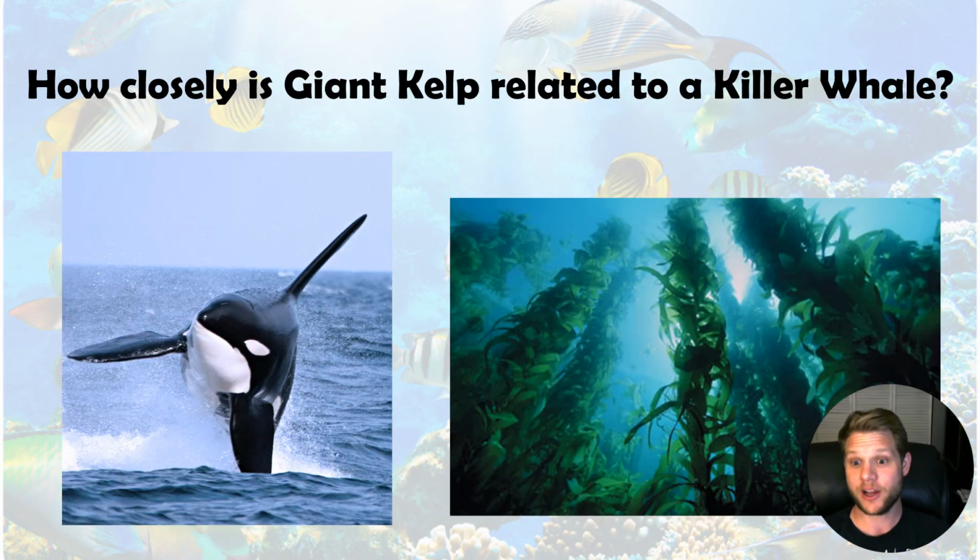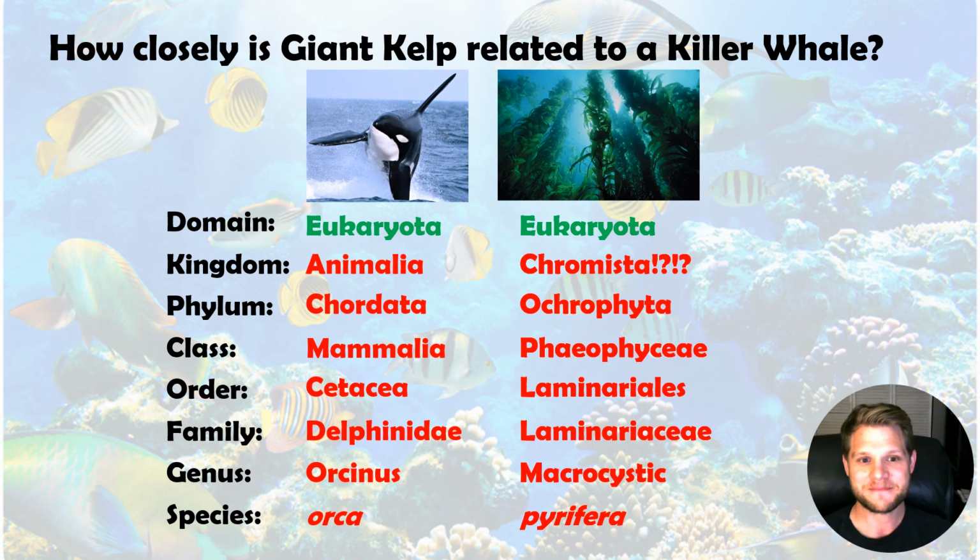Okay, how about giant kelp and a killer whale? Where do they differ? They are both eukaryotes, so they are both multicellular organisms. They both have membrane-bound organelles. They have nuclei in their cells, but whales are, of course, animals.